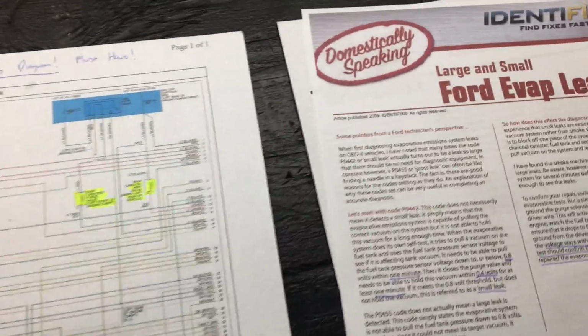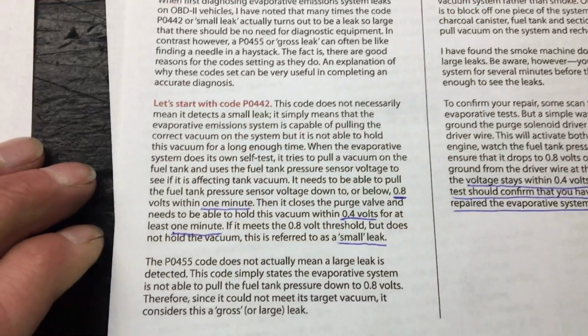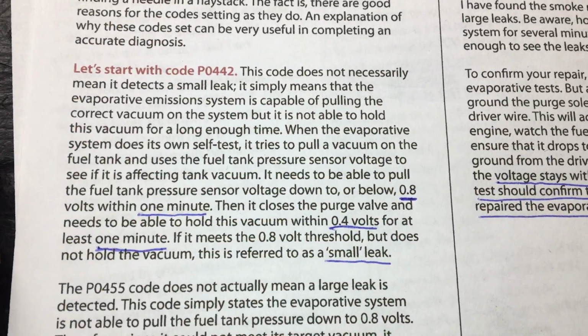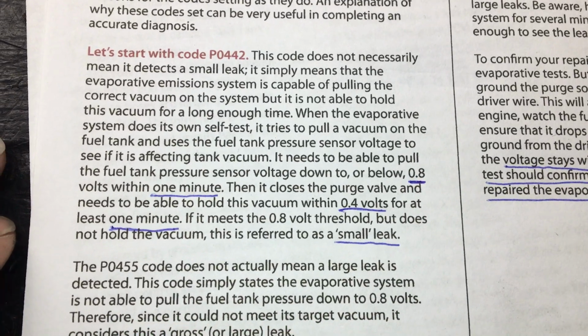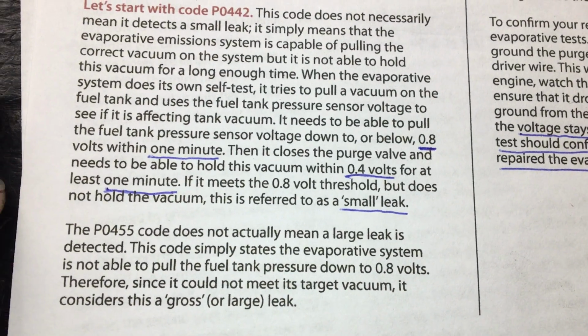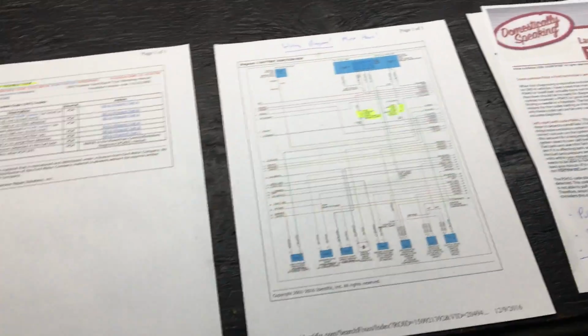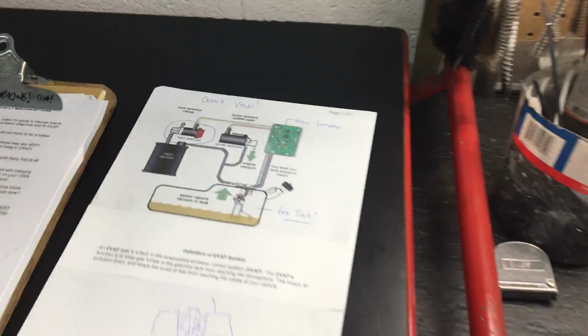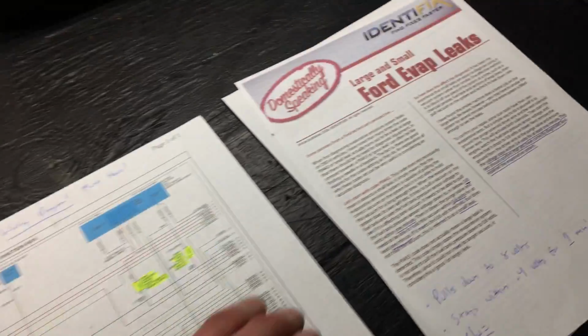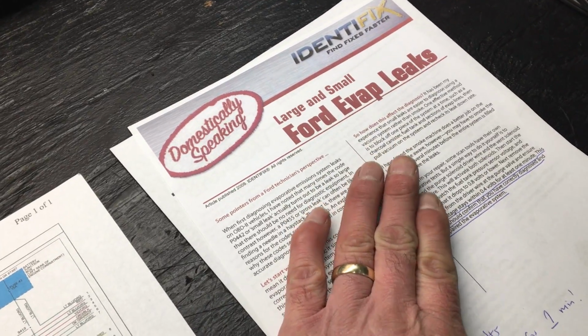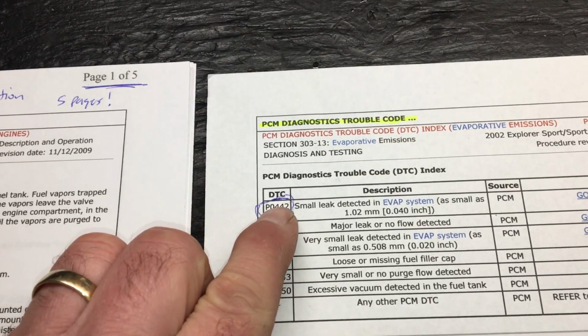We're talking, thank you Identifix for this article, you guys are awesome, 0.8 to 0.4 volts, yikes. That's small. So, long story short, I used this article to find out exactly how the system works and what the code says. I used this to find out what the computer was complaining about.